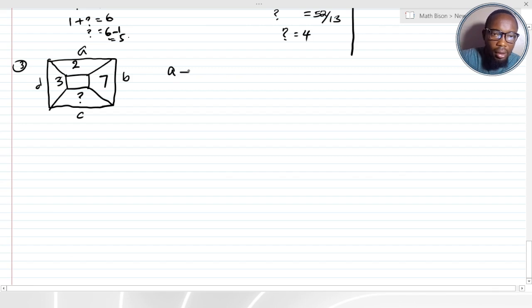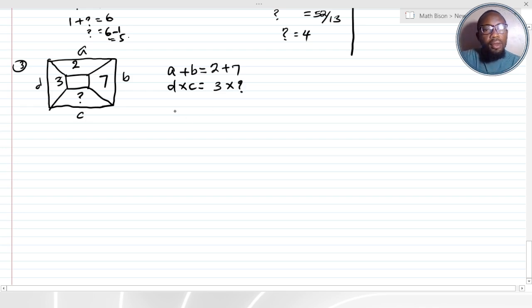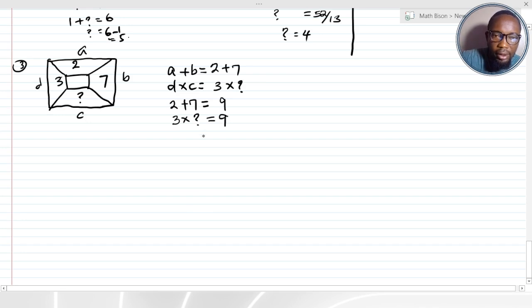A plus B must be the same as D times C. And in this case, A plus B is 2 plus 7, and D times C will be 3 times this question mark. Guys, if you write this 2 plus 7, you should have 9. It means that 3 times this missing number should also give us 9.